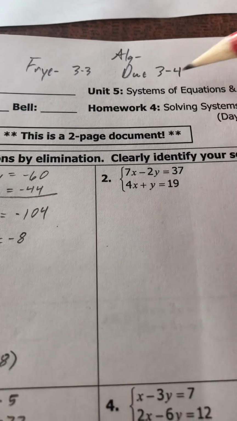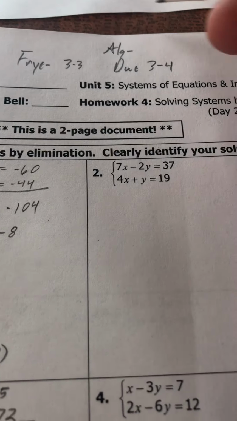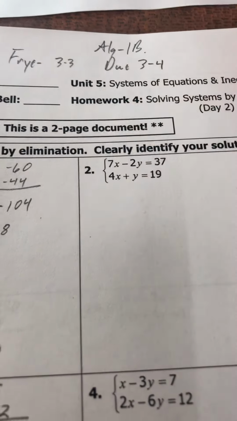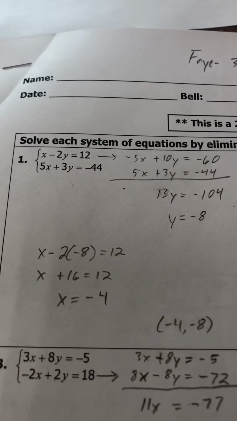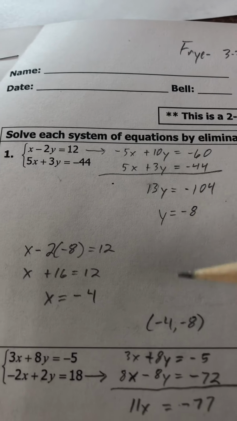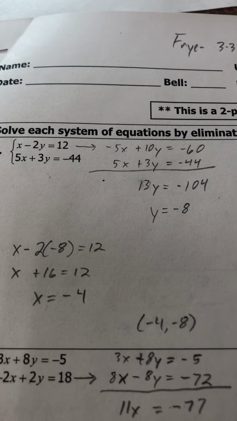I'm looking at this Unit 5 Homework 4, Solving Systems by Elimination, Day 2. And this is due on the 4th of March. Let's take a look at the odd ones. You're going to want to pause this as I go through and get this down. And then try the even ones on your own.